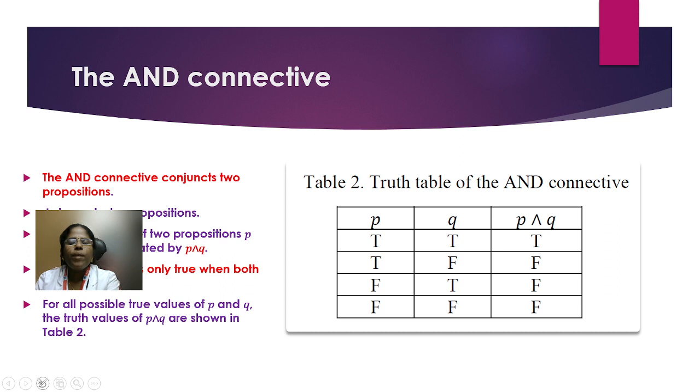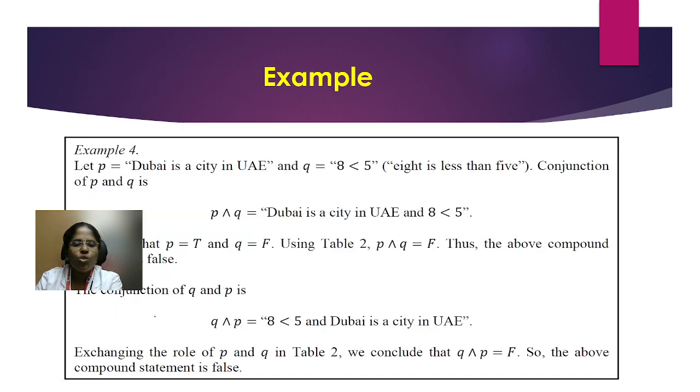The next connective is the and connective. The and connective means it conjoins two propositions. If P and Q are the two propositions, the conjunction of the two propositions is represented as P and Q. For the and statement you need to use the inverted V. The conjunction is true only if both values are true.